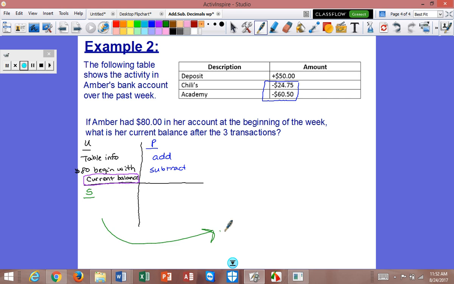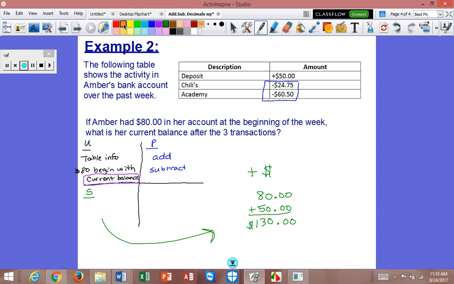So when I solve, I want to know how much money is either in the account or going into it. So she had $80 in the beginning. Then she's going to put in another $50. So that means that would be a positive $130.